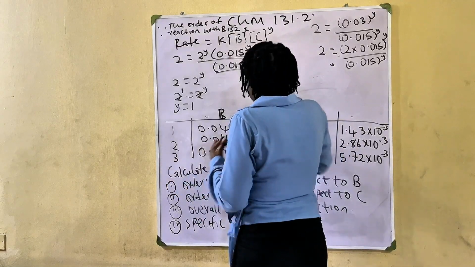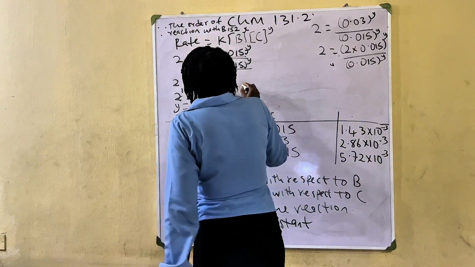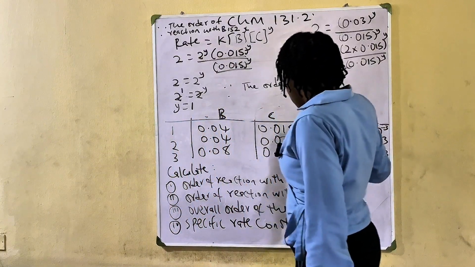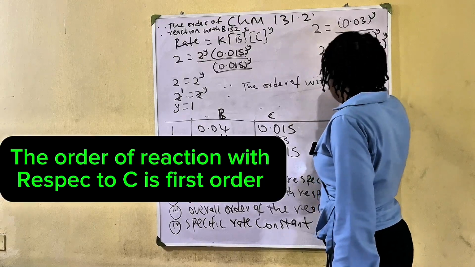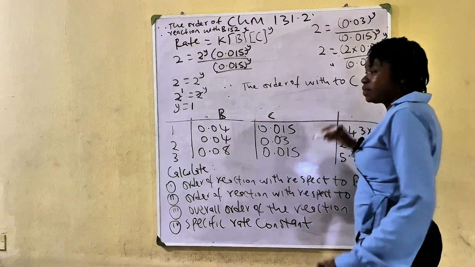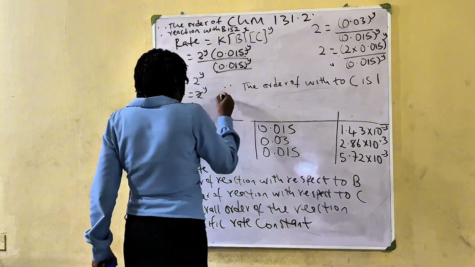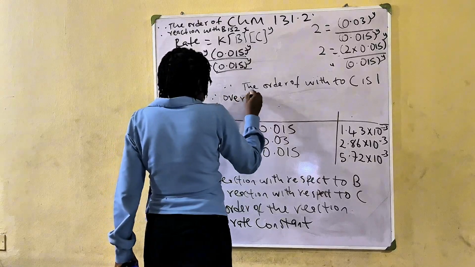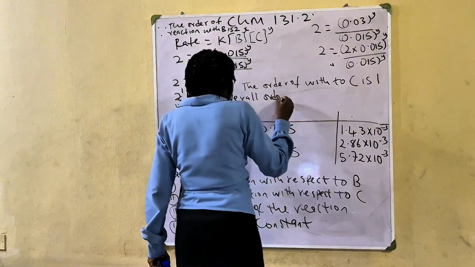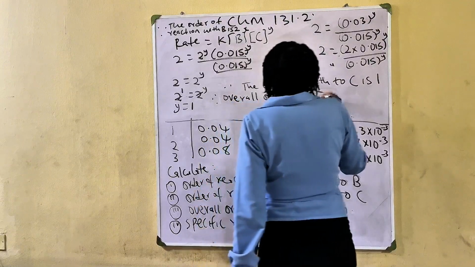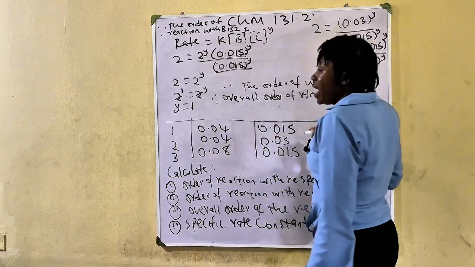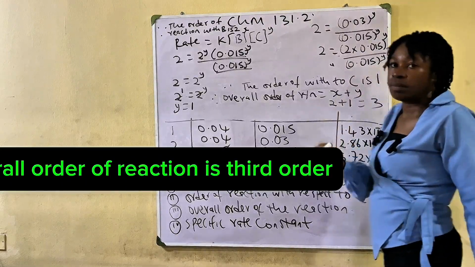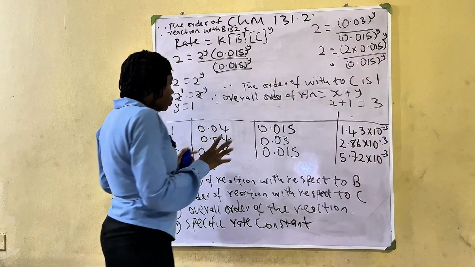So make a statement, therefore, the order of reaction with respect to C is 1. So the overall order of reaction equals x plus y, and our x is 2, y is equals to 1. So the overall order of reaction is what? 3. So this is the third order reaction.